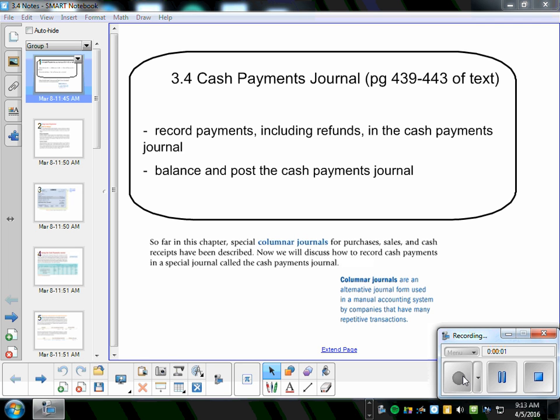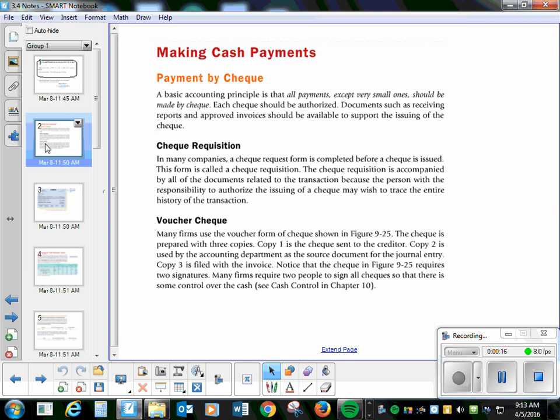So our last special journal we need to talk about is the cash payments journal on page 439 of your textbook. We're going to talk about recording payments, including refunds, in the cash payments journal, and we're going to balance and post the cash payments journal just like we did the other three special journals.